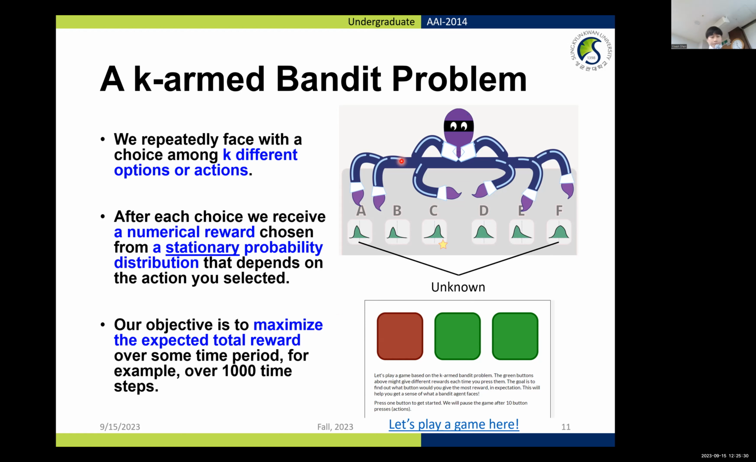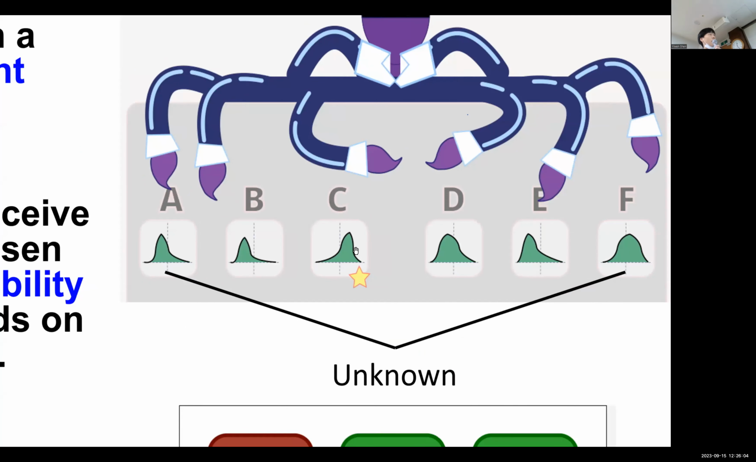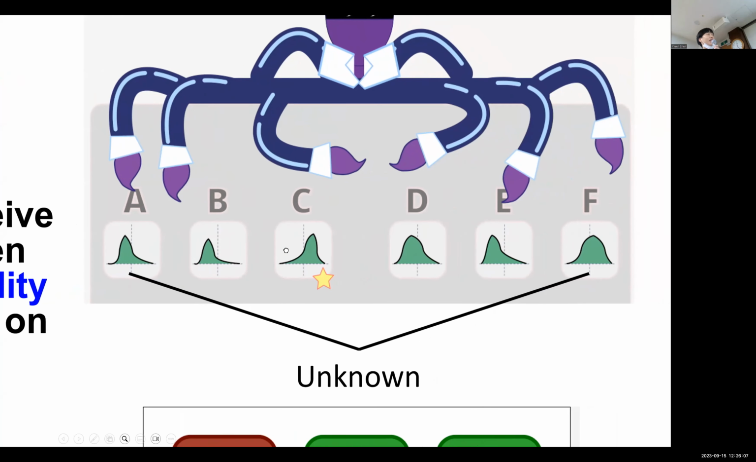If you look at this diagram, you have A, B, C, D, E, F. You have these 6 options, or bandits, like 6 arms. Then you need to choose which one is the best option for you to run. You just need to check the average, the expected reward, right? If you carefully look at each distribution, obviously C has the highest expectation.